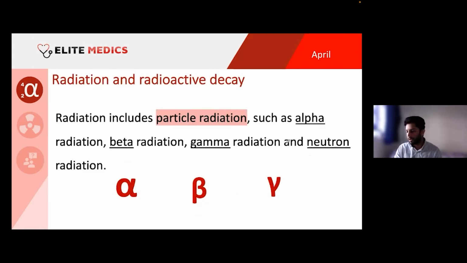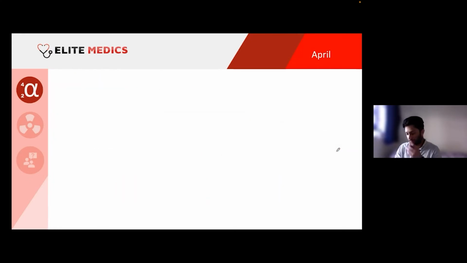Like we said before, the types of radiation are alpha radiation, beta radiation, gamma radiation, and neutron radiation, which are what we will be discussing today. So alpha, beta, gamma, and neutron. Neutron is a new thing that we're only going to touch on, I think, for not too long, but the main focus will be alpha, beta, gamma.